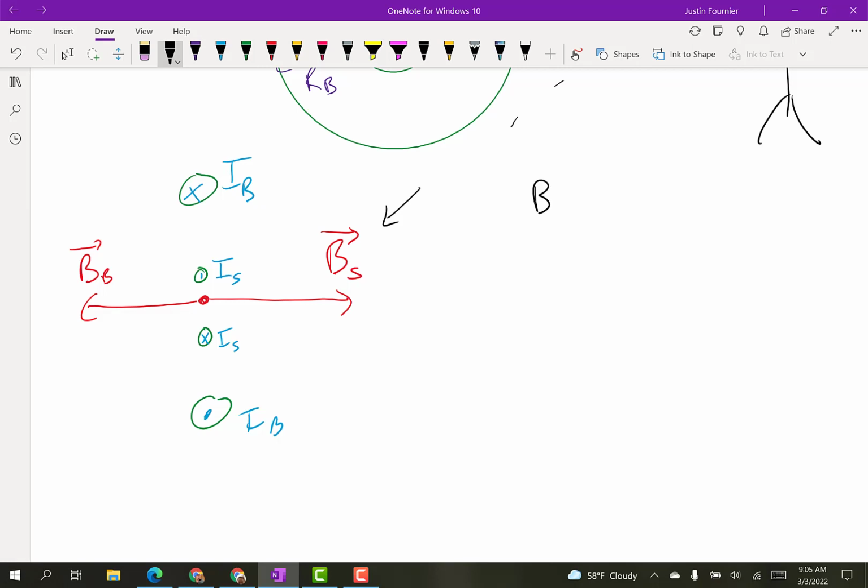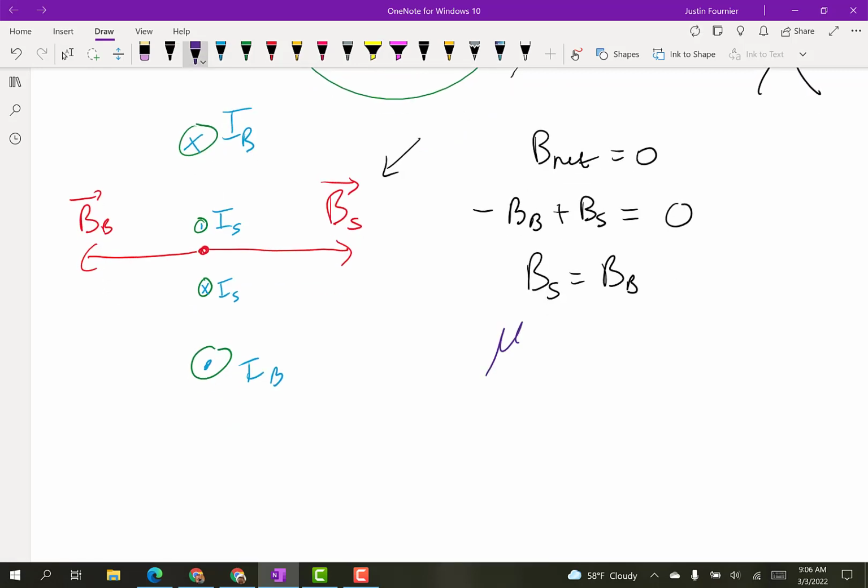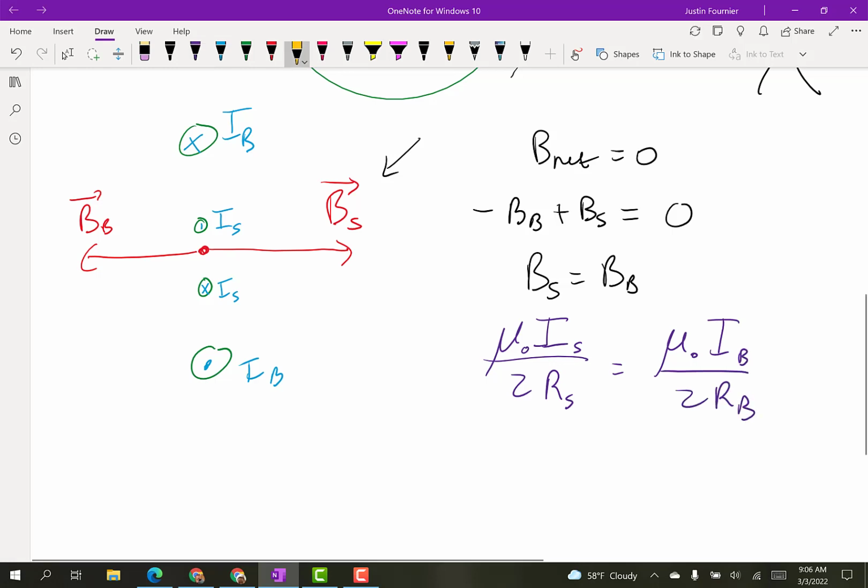So B net equals 0, or BB minus BS equals 0, since BS is pointing to the right, so it's positive, and this is negative. Regardless, the magnetic field for the small loop is going to equal the magnetic field for the big loop. It's a loop, so if you look up your equations, it's mu naught IS over 2RS, and this is going to be mu naught IB over 2RB. What's nice is mu naught and 2 cancel out.